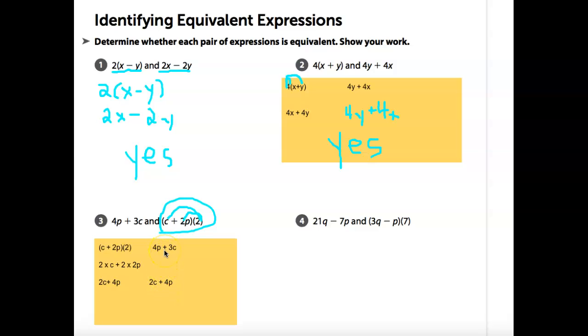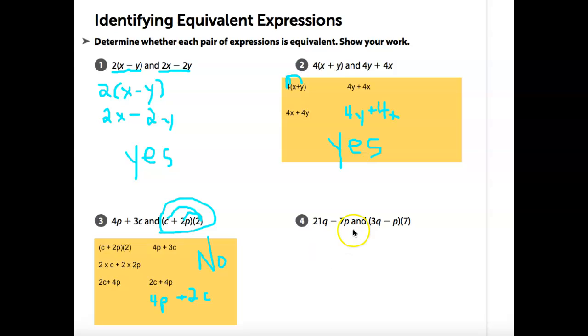So this equals 2c plus 4p, okay? We have to see if it equals 4p plus 3c. Okay, again, because of the commutative property, it doesn't matter if we write 2c first and then the 4p. But if we want to make it look the same as up there, then you can see that they are not equal, because this says 4p plus 3c, this says 4p plus 2c. So these are not equivalent, okay?